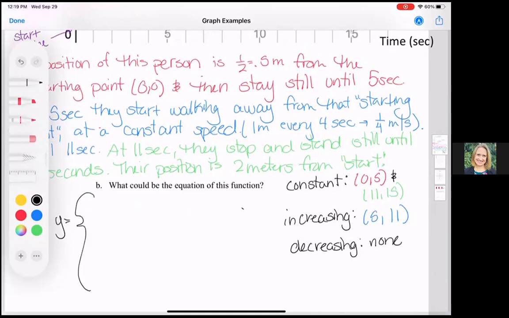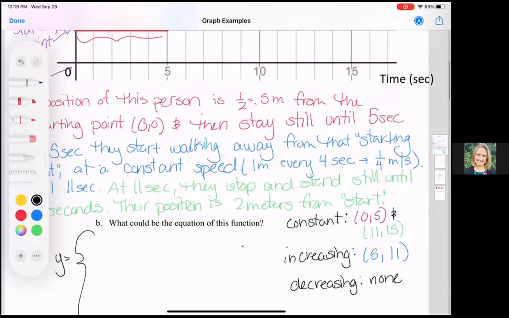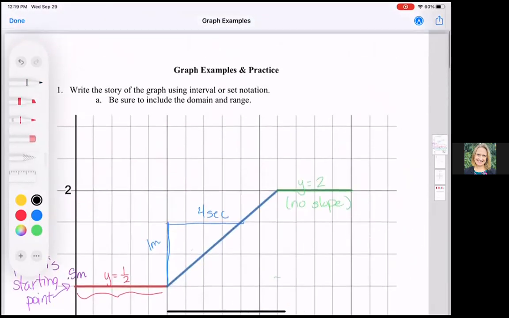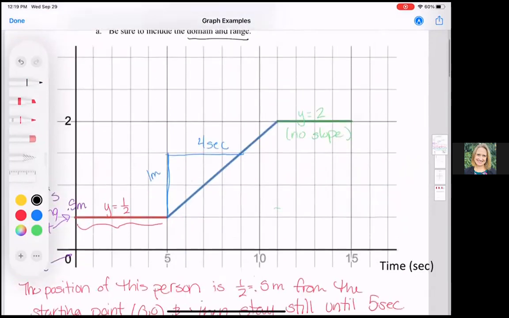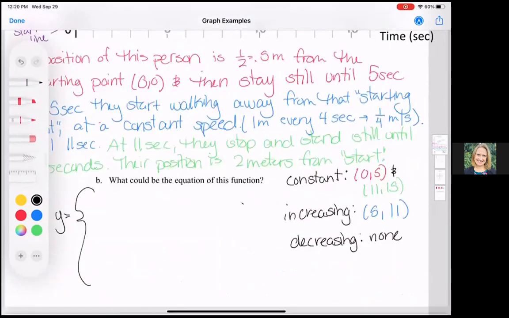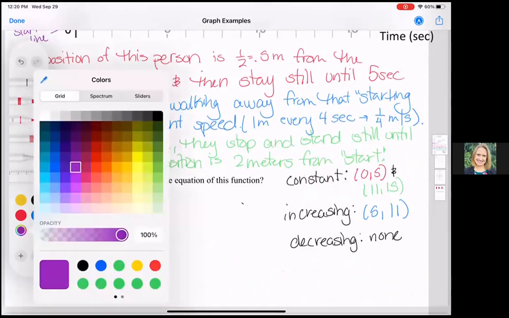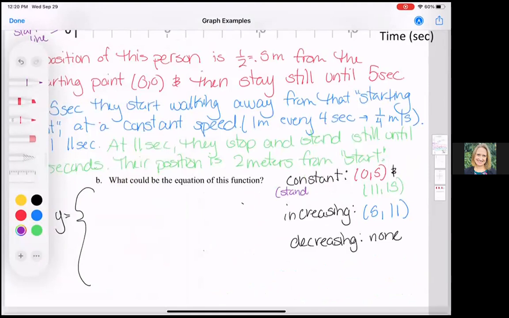Actually, make this a little bit bigger. And then, so we can look at this function. Now we're going to do domain and range next. But it says write the story using interval or set notation. So we can do that using our interval notation here. Constant, meaning they are standing still on those two intervals. Increasing means moving away, or their position is increasing in between there, and their position is never decreasing. They're never walking back towards that starting line.